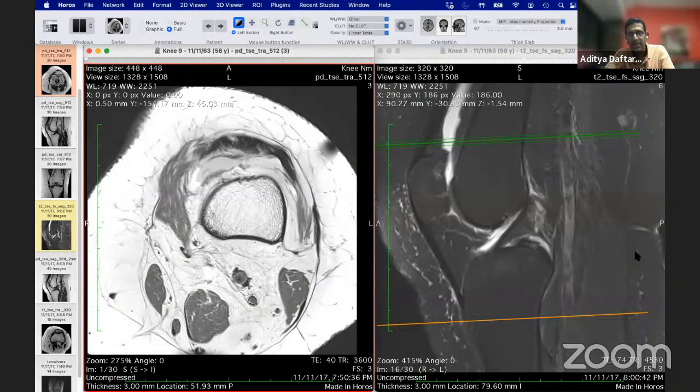The basic difference in a T1 and T2 weighted image is that a T1 weighted image shows you fluid dark, whereas a T2 weighted image shows you fluid bright. Both images will show you fat bright.